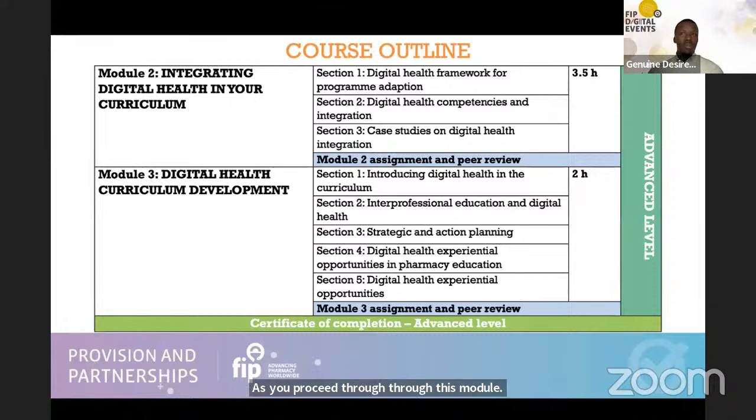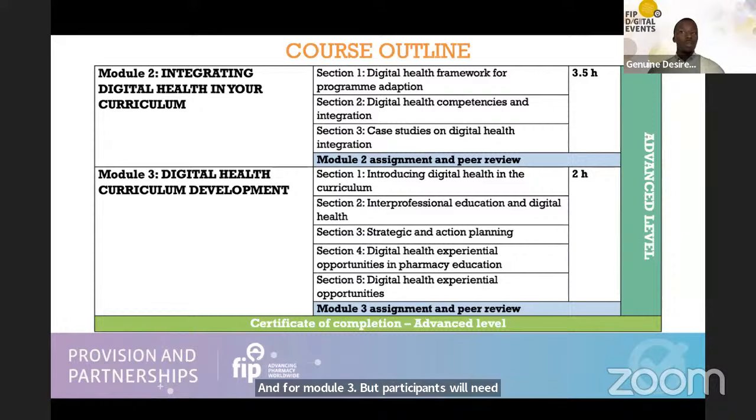Participants can also choose to take the advanced level of the course, and that is modules 2 and 3, as you can see on your screen. For module 2, participants will require approximately 3.5 hours to complete it, minus the assignment and peer review. And for module 3, participants will need another approximately 2 hours to complete.